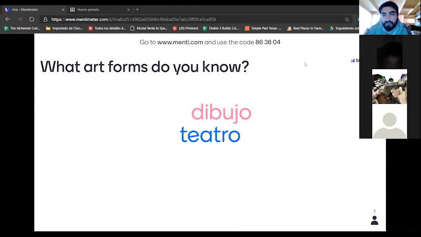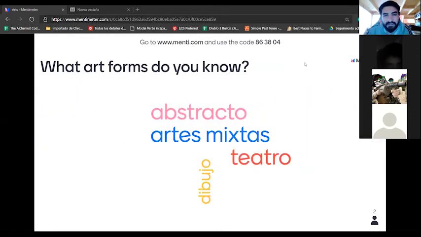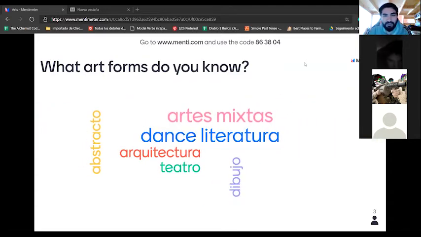Okay, so we have drawing and theater and the rest. So, okay, mixed martial arts, okay. So, abstract. Okay, abstract art. I like it. Okay, so we have dance, literature, architecture. What else?